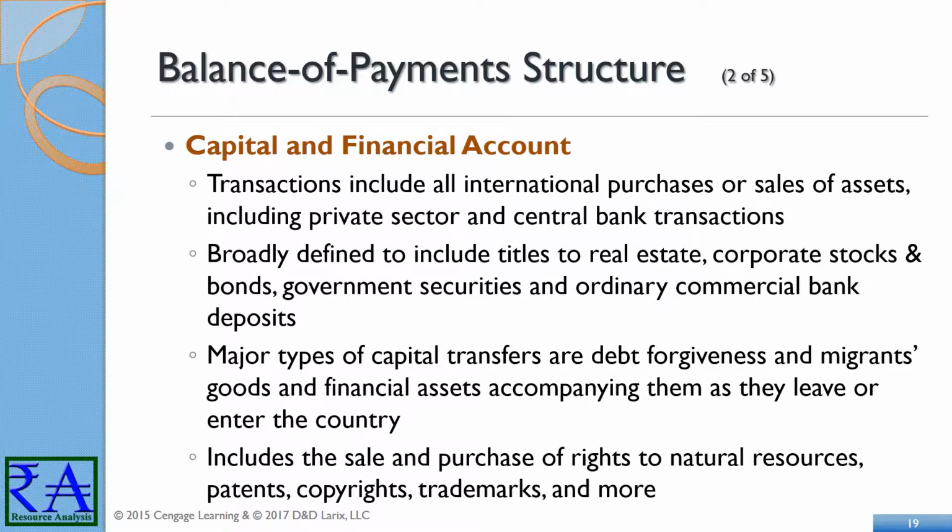The capital and financial account does not include land exchanges within a country, but it does include the sale or purchase of rights to natural resources, even if those natural resources are attached to the land, like timber or minerals. It also includes patents, copyrights, trademarks, and associated intellectual property.